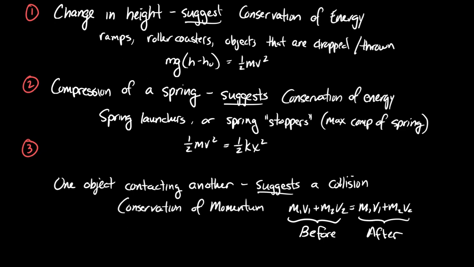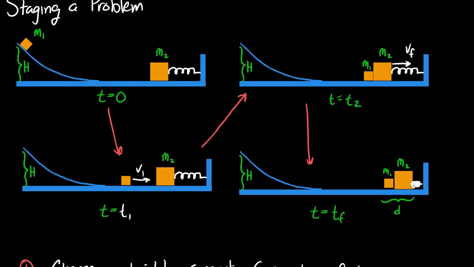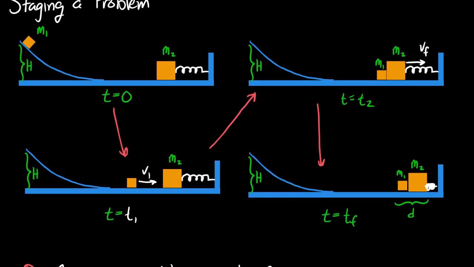Now, fortunately for you guys, Paradise Falls, they told you all of the things here. So they told you that in this case, mgh equals 1/2 mv1 squared. They told you that occurred. And they're right. During that transition, that's how we figure out how fast the block is going.